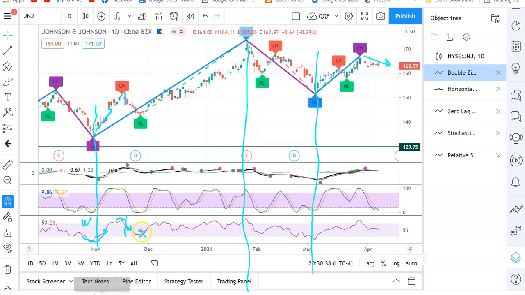And this doesn't count because it's not below. And so you would have missed this big long trend with the RSI. That's a problem. You don't get a lot of signals with the RSI.